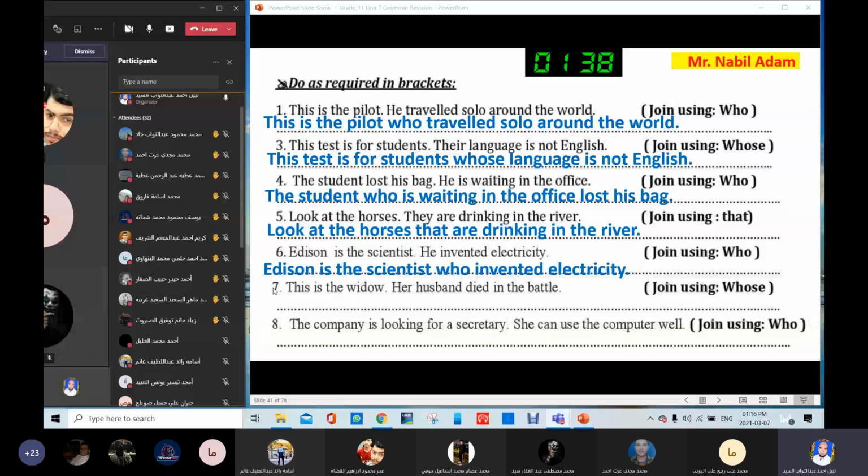Okay, Osama. Amjad Taysir. Yes, number seven, Amjad. This is the widow. Not window. Widow. Widow whose husband died in the battle. Okay, battle. You should practice reading, Amjad. So we delete the pronoun her and you write whose. So the right answer, this is the widow whose husband died in the battle.